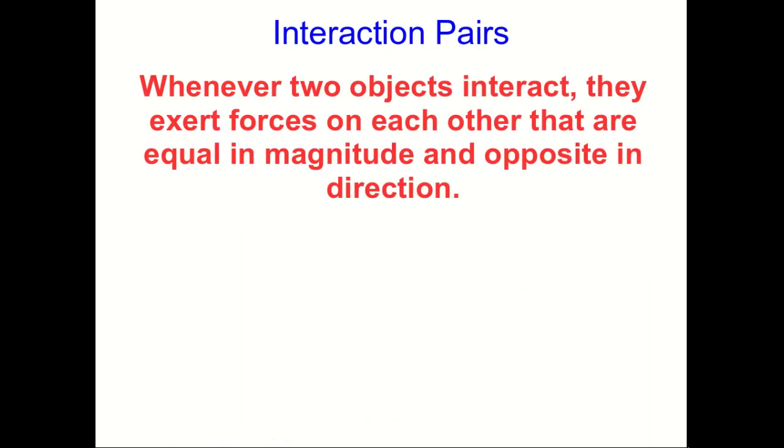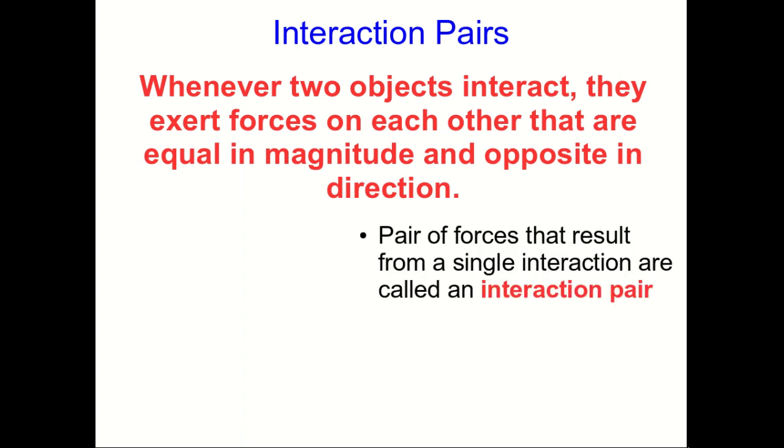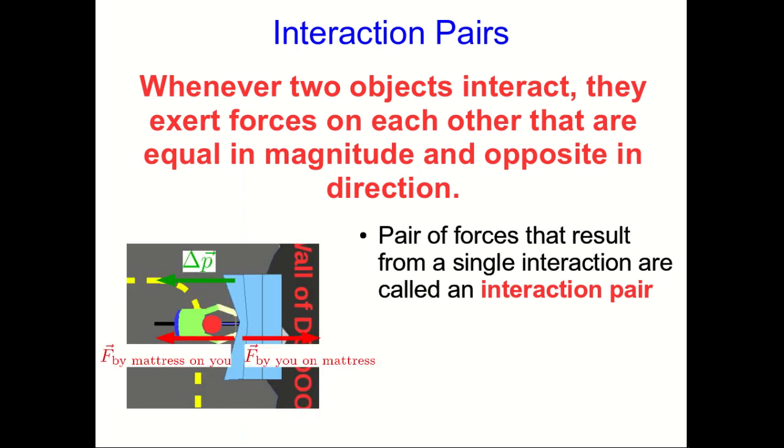This is a law. Whenever two objects interact, they exert forces on each other that are equal in magnitude and opposite in direction. The pair of forces that you get out of a single interaction are called an interaction pair. So we've seen examples of this. When you hit the mattress, the mattress exerted a force on you, which is what brought you to rest, and you exerted a force on the mattress, which compressed it.